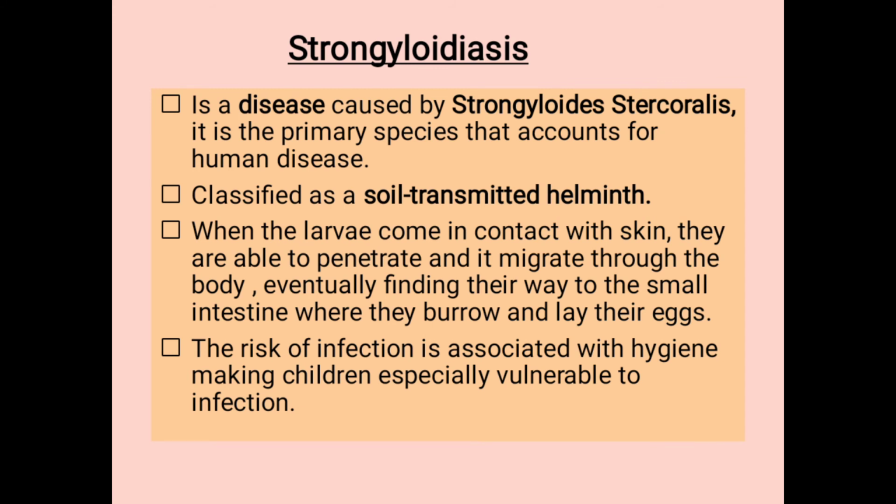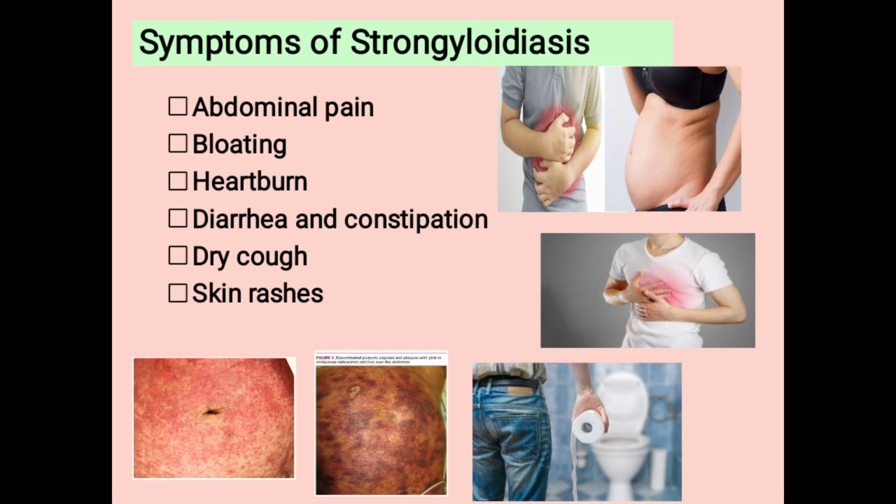Strongyloidiasis is a disease caused by Strongyloides stercoralis. It is the primary species that accounts for the human disease. Classified as a soil-transmitted helminth, this means that the primary mode of infection is through contact with soil that is contaminated with free-living larvae. When the larvae come in contact with skin, they are able to penetrate and migrate through the body, eventually finding their way to the small intestine where they burrow and lay their eggs. The risk of infection is associated with hygiene, making children especially vulnerable to the infection.